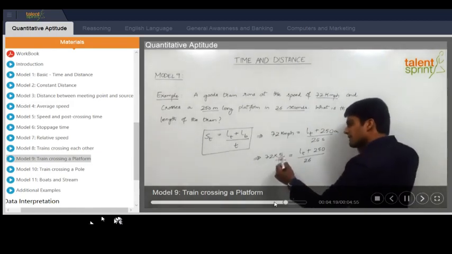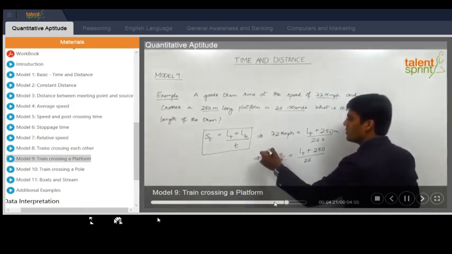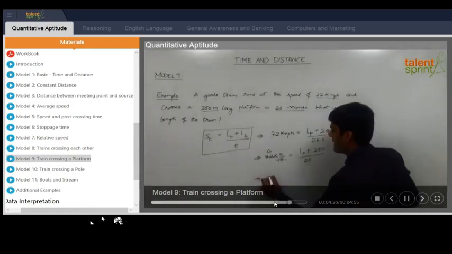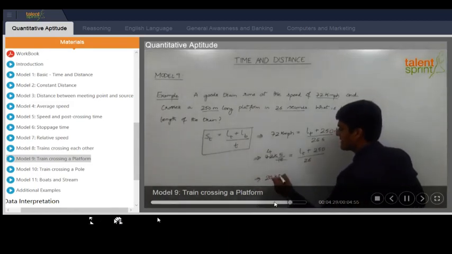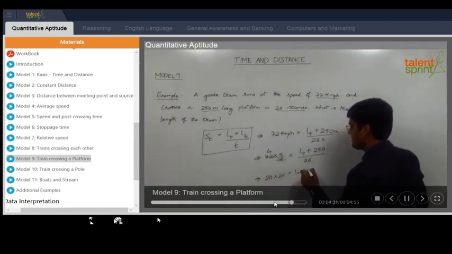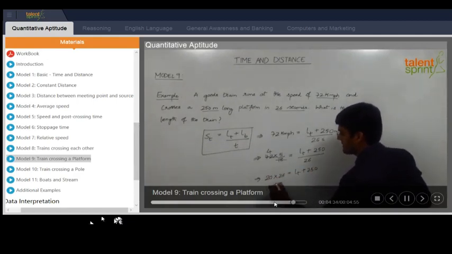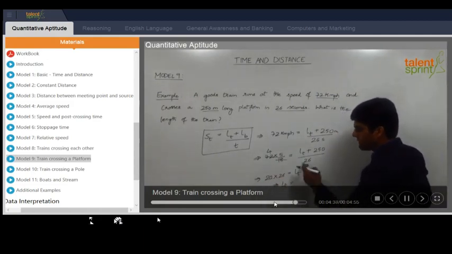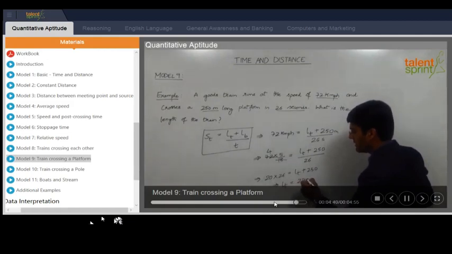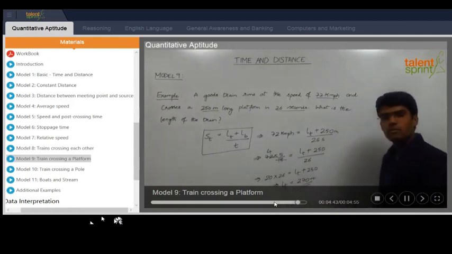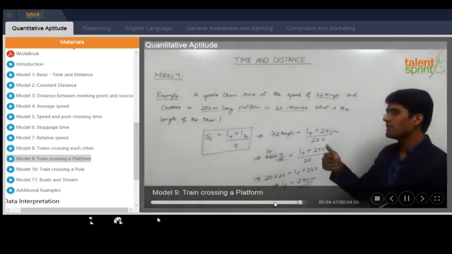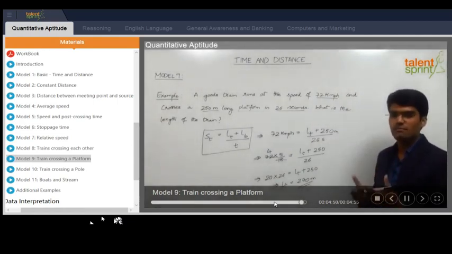Now by simplifying this, we can say 18 into 1 and 18 into 4 is 72. 4 into 5 is 20. 20 into 26 will be equal to the length of the train plus 250. So from this, the length of the train will be 20 into 26 is 520, and 520 minus 250 will give 270. So the length of the train should be 270 meters. So as simple as that. We just need to take the proper equations, substitute the values, balance the units, and then do the calculation to get the required answer.